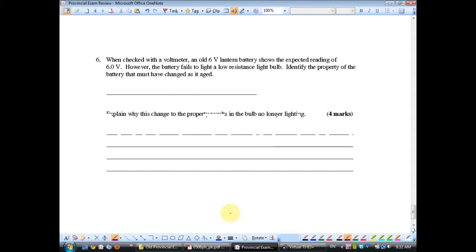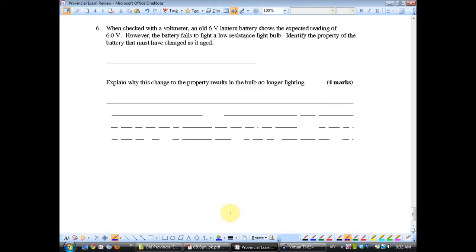I'm going to draw a little circuit. There's the battery. There's the bulb. Now, it's saying that it's finding 6 volts across this battery. So it's saying that before we hook it up, the voltmeter measures 6 volts. But as soon as we hook it up, nothing.